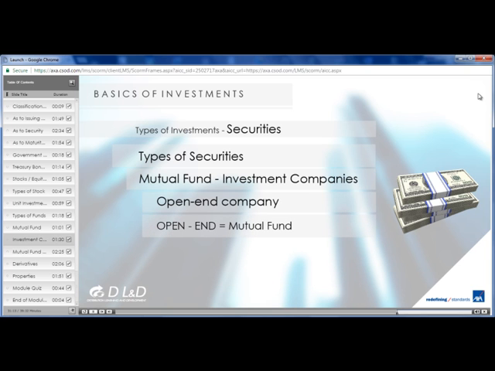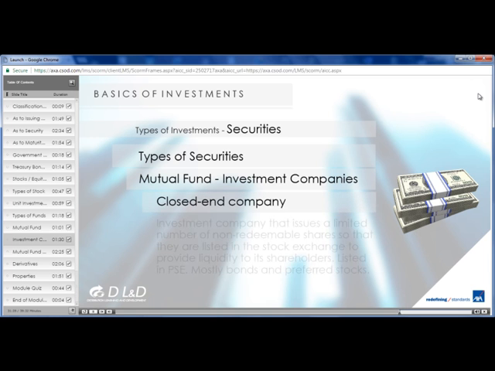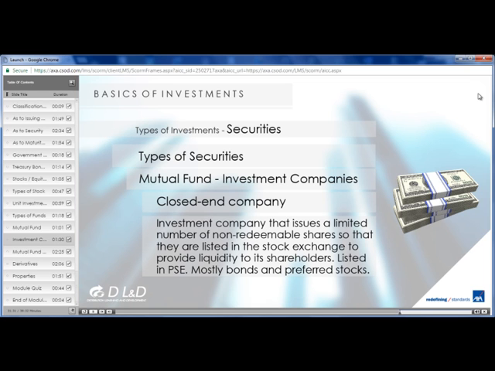The most common open-end management companies are mutual fund companies that sell and redeem shares at the net asset value per unit. An investor in an open-end fund essentially pools his or her money with other investors according to their objectives. Closed-end companies: an investment company that issues a limited number of non-redeemable shares so that they are listed in the stock exchange to provide liquidity to their shareholders.